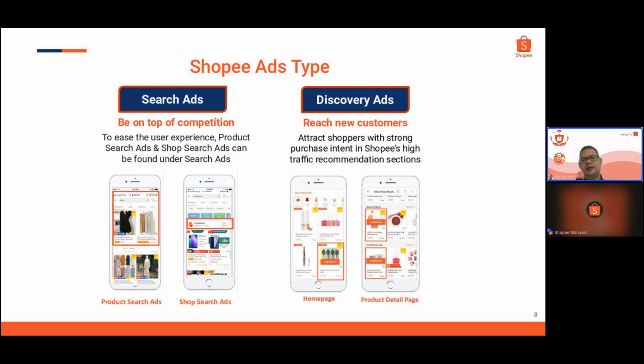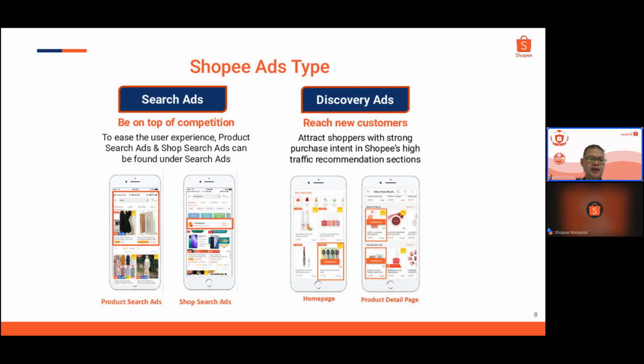And then the next thing is the Shopee Ads types. From here we can see there is Search Ads and Discover Ads. Each Shopee Ads type has a different function. For Search Ads, one is Product Search and another is Shop Search Ads. The product one normally brings a lot of sales, and the Shop Ads is more for branding purposes.